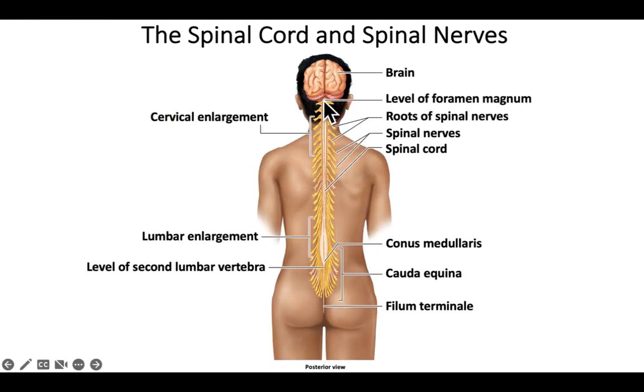All right, a little more anatomy. So we come down from the brain. Here's about where the foramen magnum is. We start to look at the spinal cord, and it looks to be wider here in the neck, and that's known as the cervical enlargement.